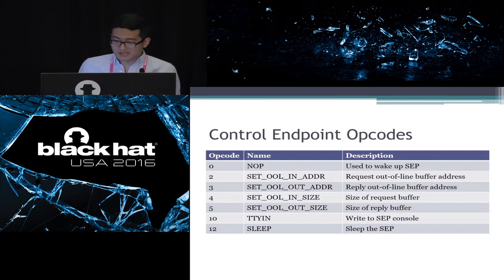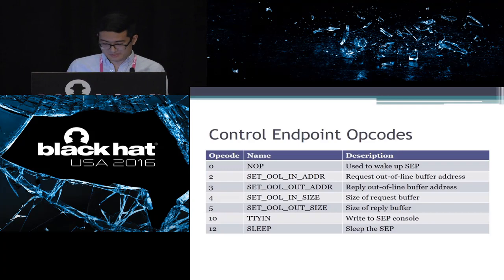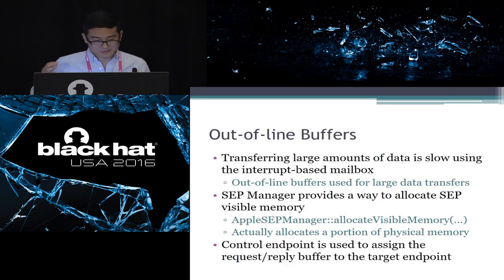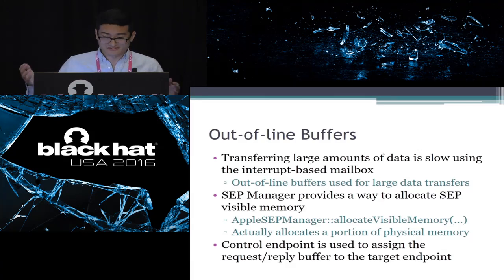So here are some of the opcodes that the control endpoint supports. As you can see, you can set up addresses and sizes for these out-of-line buffers. So what are out-of-line buffers? They're an important part of communication between the AP and SEP. This is because if your message size is only restricted to 8 bytes, then sending, for example, even the SEP firmware will take a long time.